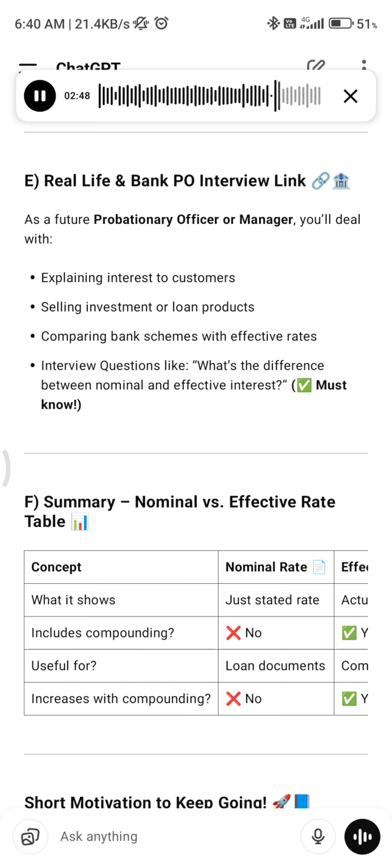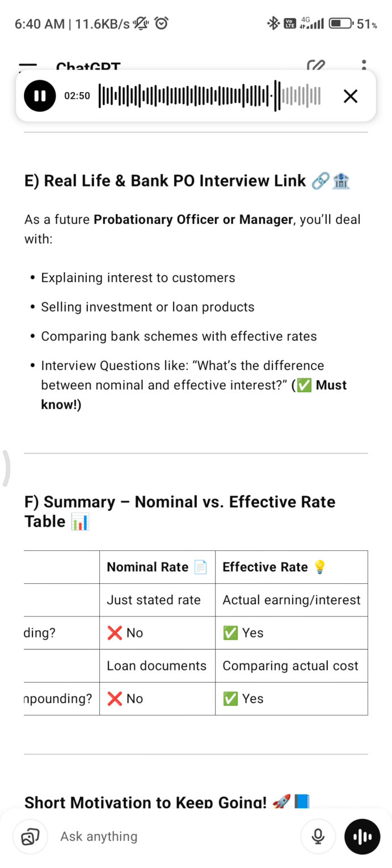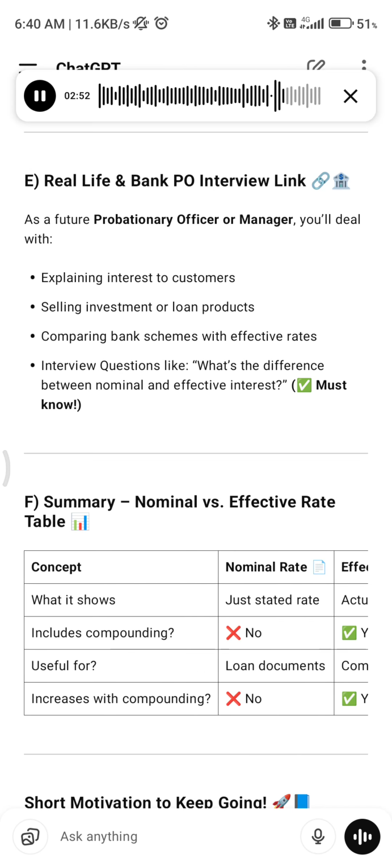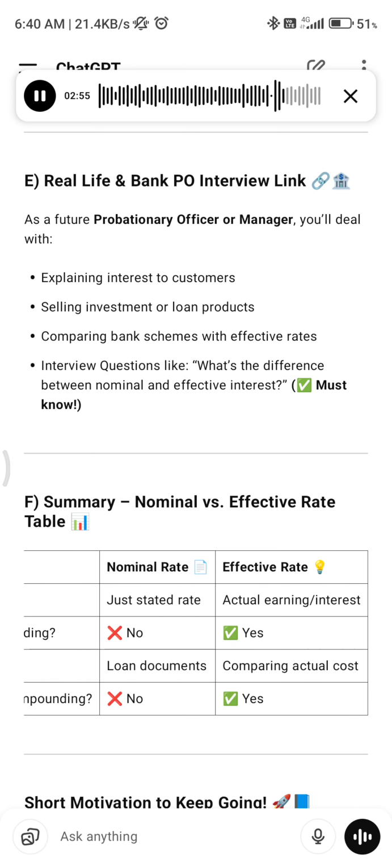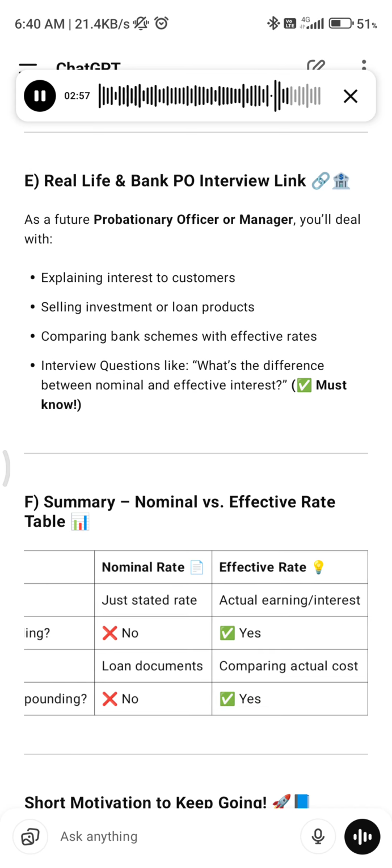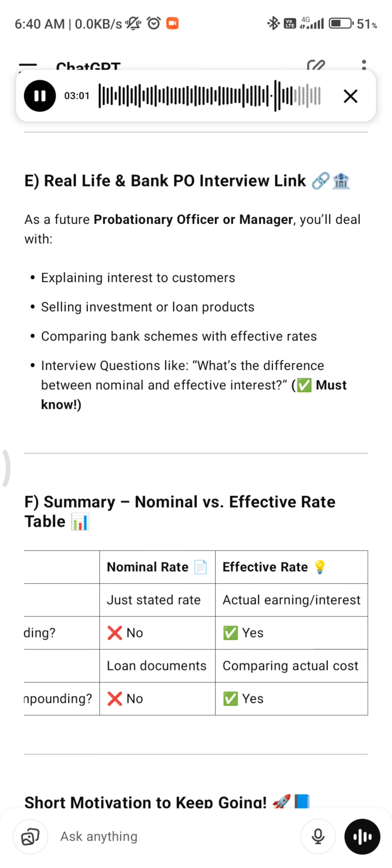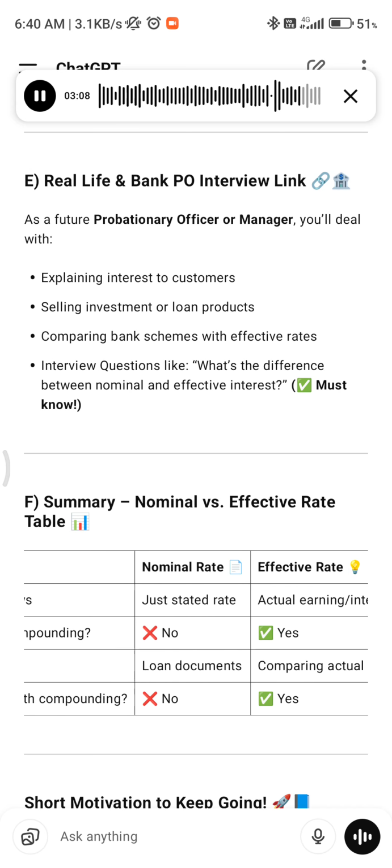Concept: nominal rate, effective rate. What it shows: just the stated rate, versus the actual earning or interest. Includes compounding? No for nominal, yes for effective. Useful for: loan documents for nominal, comparing actual cost for effective. Increases with compounding? No for nominal, yes for effective.